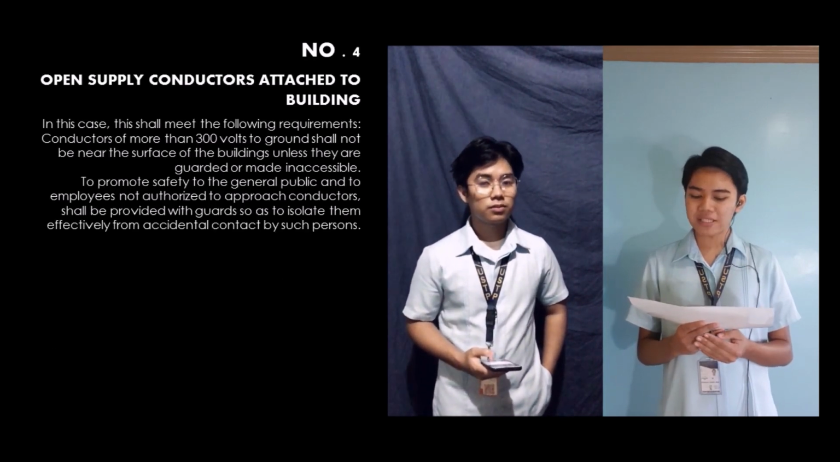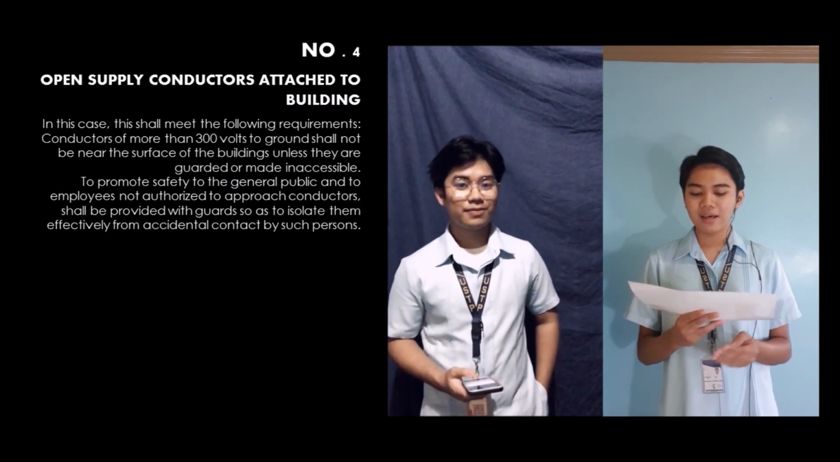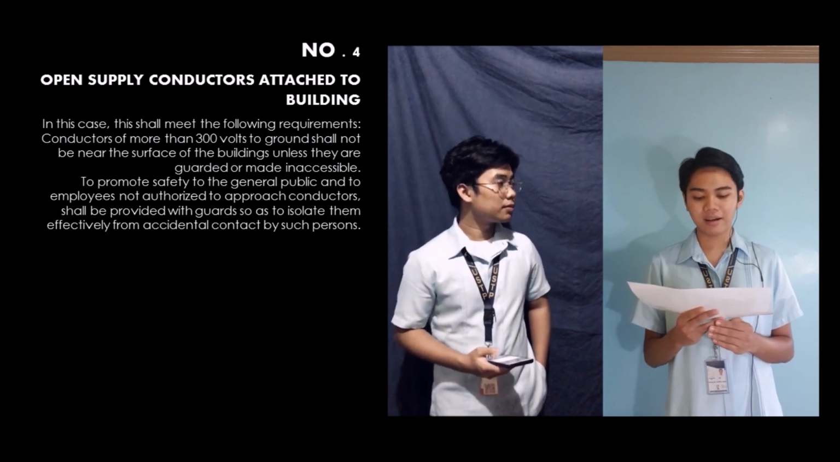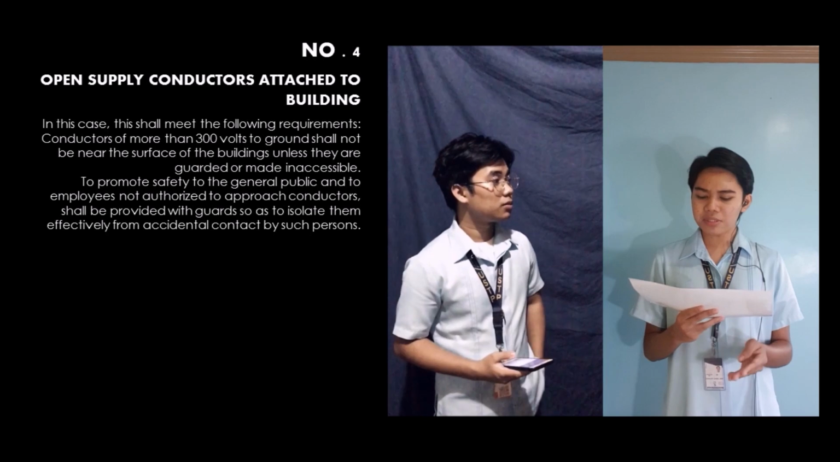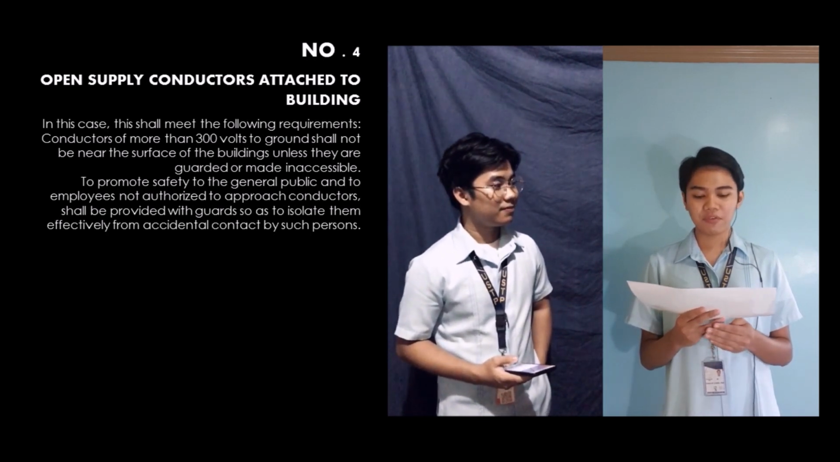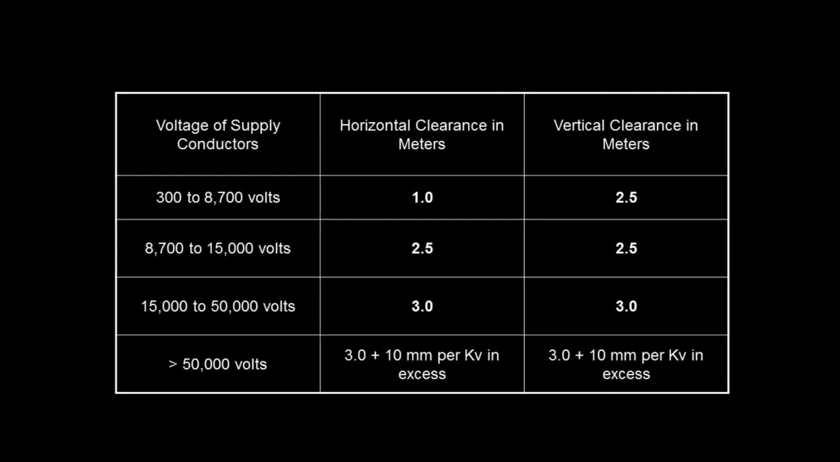So rule number 4, open supply conductors attached to buildings. In this case, this shall meet the following requirements. Conductors of more than 300 volts to ground shall not be near the surface of the buildings unless they are guarded or made inaccessible. To promote safety to the general public and to employees not authorized to approach conductors, there shall be provided guards to isolate them effectively from accidental contact. The table shows the minimum required clearances of wires from the building surface. Service drop conductors passing over roofs shall be securely supported by substantial structures. Earl? Okay, thank you, Kim.